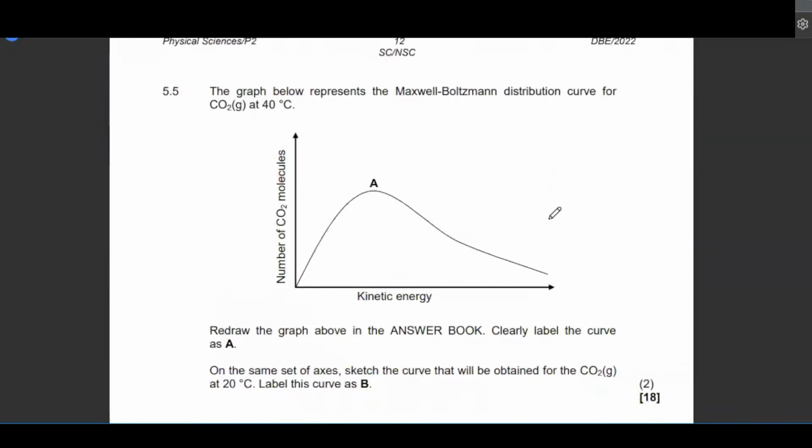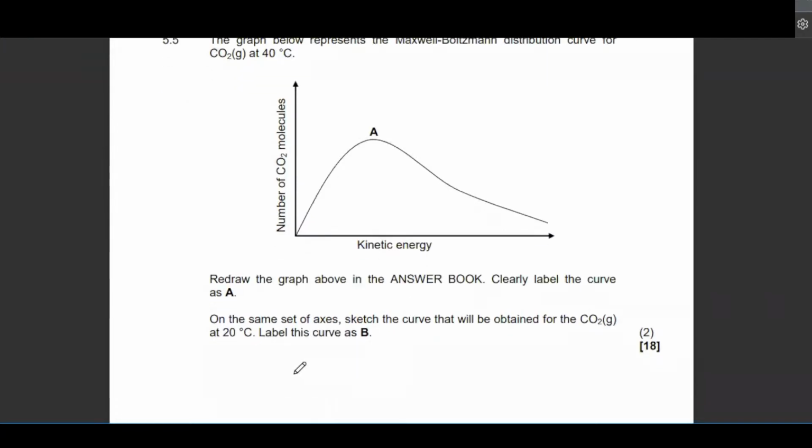So if you look at these questions, it's easy to answer these questions and we are able to get all the marks. Let's go to the last question of this section. The graph below represents the Maxwell distribution curve for carbon dioxide at 40 degrees C. They're saying redraw the graph on the answer sheet and label it A. On the same axis, sketch the curve that will obtain for carbon dioxide at 20 degrees C. So it's happening at 40.